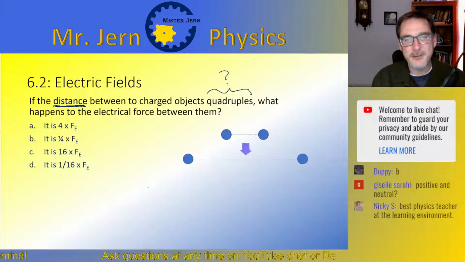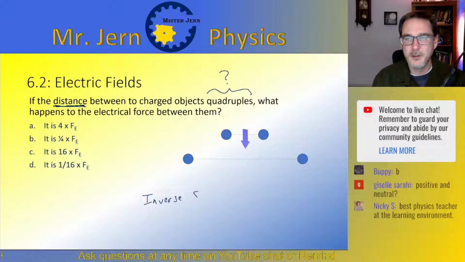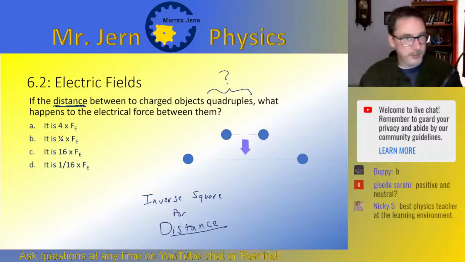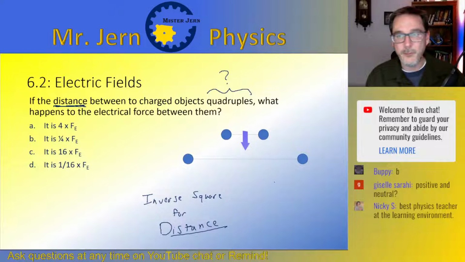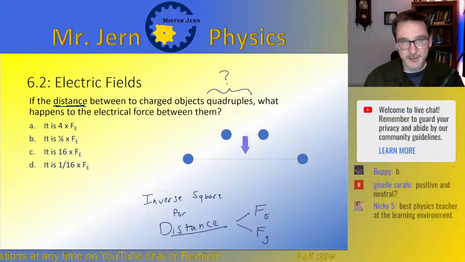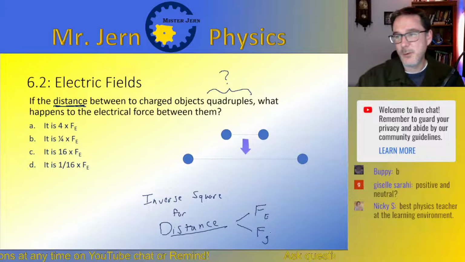Distance follows the inverse square law, right? Inverse square for distance. This applies to the gravity thing too. So for both Fe and Fg, if distance changes, it follows the inverse square law.